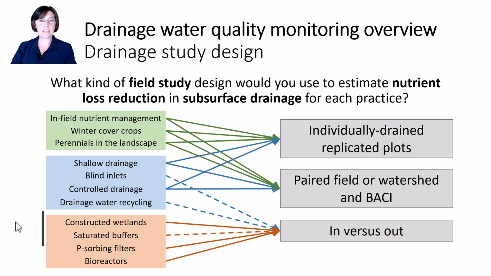One last note, this ability to monitor the water going in and the water leaving edge-of-field practices is a benefit of this type of practice. You can have high certainty on the effectiveness of the practice because the monitoring design is relatively simple. Stick around for the next lesson where we'll talk more about data uncertainty.